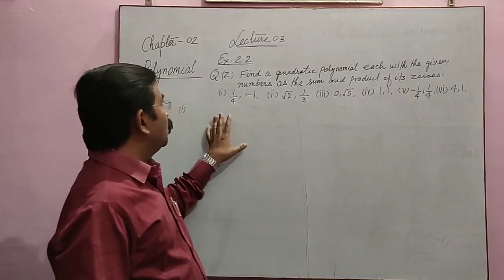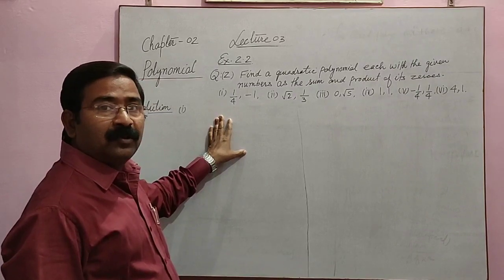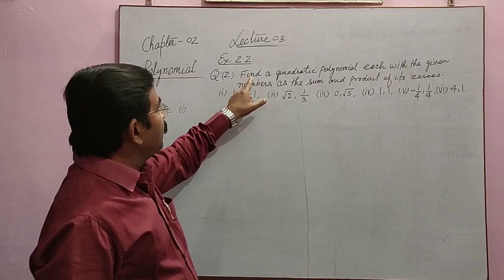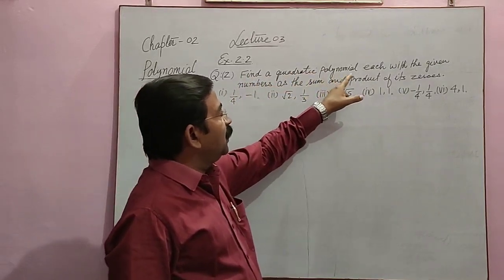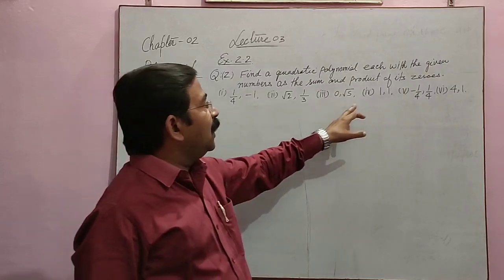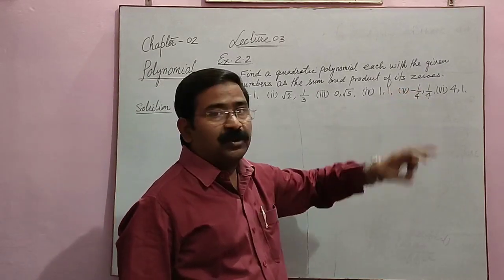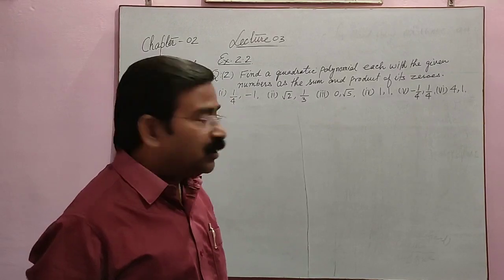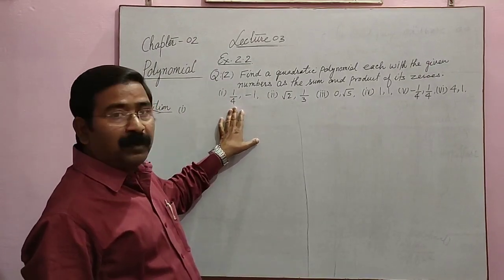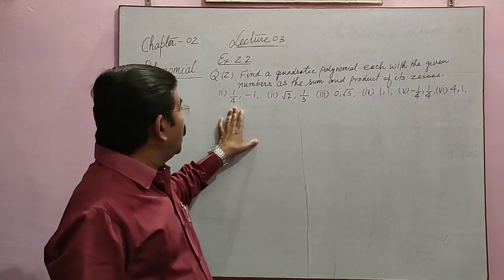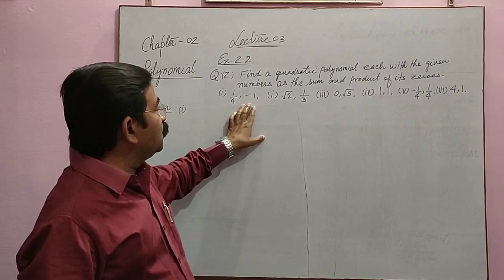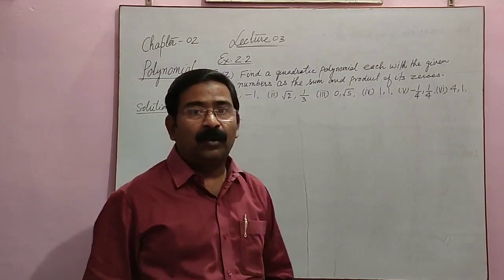Now, question number 2. We are going to start question number 2. Only 2 questions are there in the exercise. Question is, find a quadratic polynomial each with the given numbers as the sum and the product of its zeros. Means in the question we are given 2 numbers. The first number is the sum of zeros and the second number is the product of zeros. With the help of these 2 numbers, we have to find the quadratic polynomial.